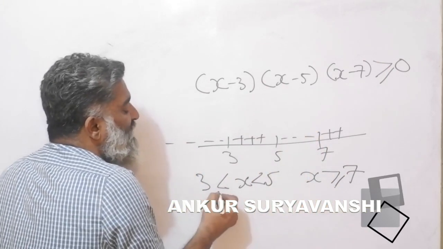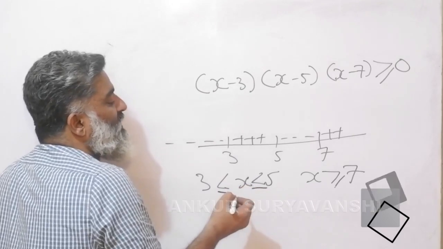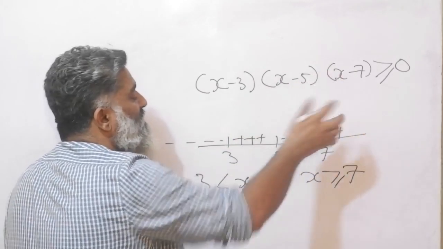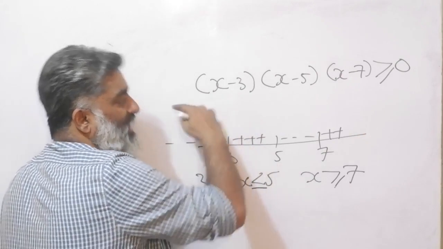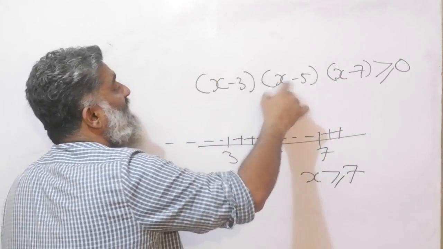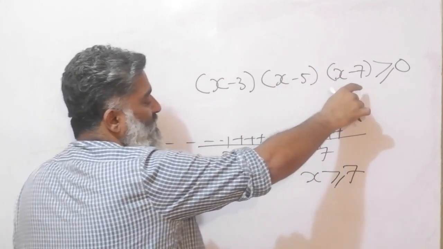Using the same logic, 3 is also okay. 5 is also okay. Because 0 is an acceptable value. At 3, this becomes 0. That means the whole thing becomes 0. At 5, this becomes 0. That means the whole thing becomes 0, right?